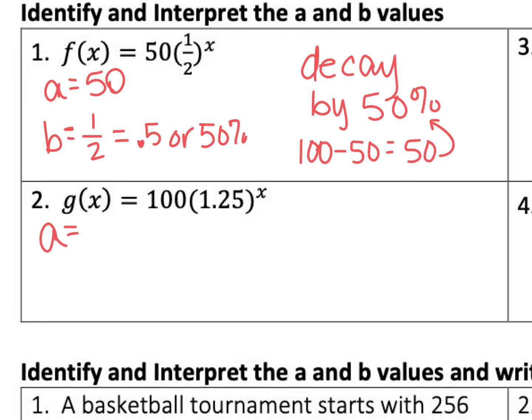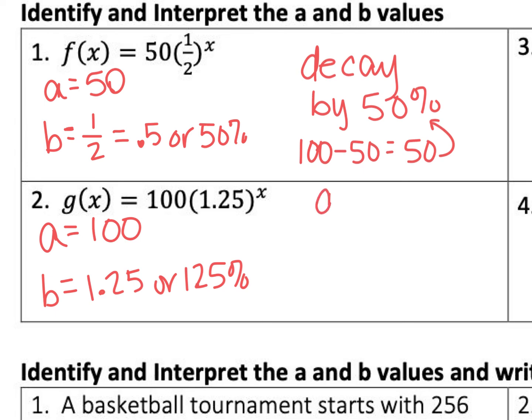What's my A on number 2? The 100. What's my B? 1.25. You can also write 125%. Only change it to a percent if they ask that, though. Is this a growth or a decay? Is the B bigger than 1 or 100 in this case, right? Or less than 1? It's bigger, so it's going to be a growth. And if you're not sure, you can always graph it.